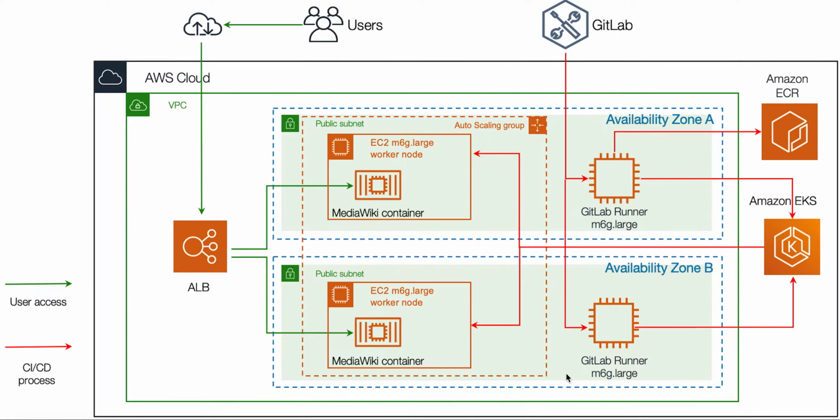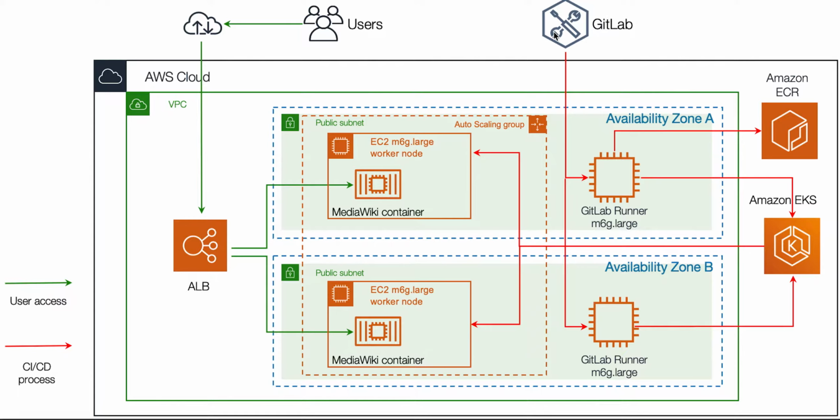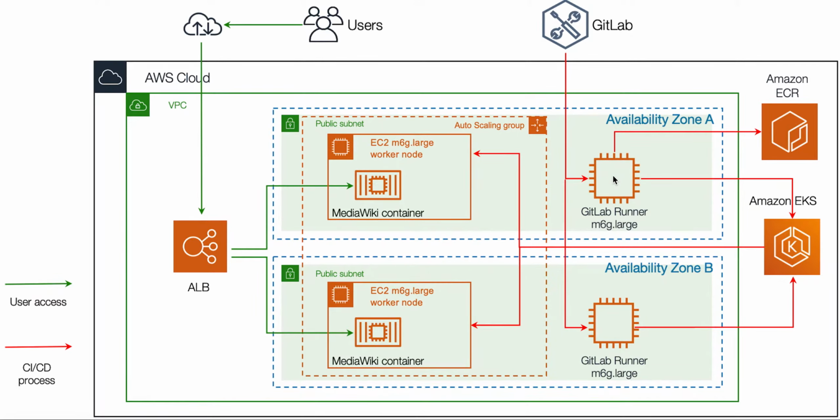Let's take a look at the high-level architecture of our demo. As we can see here, we have an EKS cluster with two worker nodes spread across different availability zones based on AWS M6G instances. And we also have a self-hosted GitLab runner based on, again, M6G instances. The moment a developer commits code into their GitLab repo, the runner gets triggered and automatically builds and deploys the application on top of this EKS cluster.